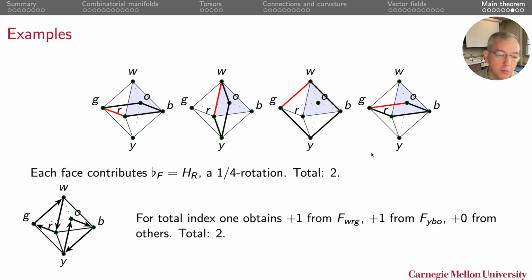Meanwhile, this example we showed of the swirling was in fact what we were computing earlier with our large triangle, where we went around it and got a one winding number around the square, exactly the journey around this face, and we get a similar result going around this face. So the total index, you get a +1 from the WRG face, a +1 from the YBO face, and a +0 from all the other faces. So we get 2 copies of +1 for another total of 2.